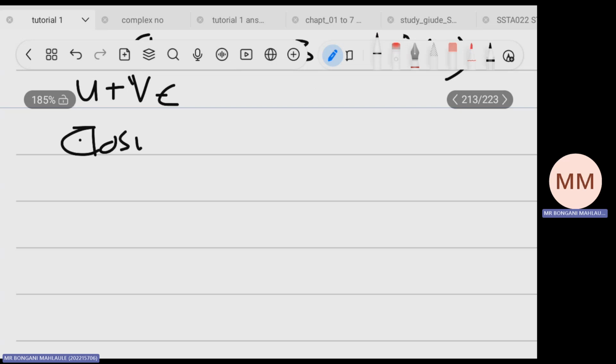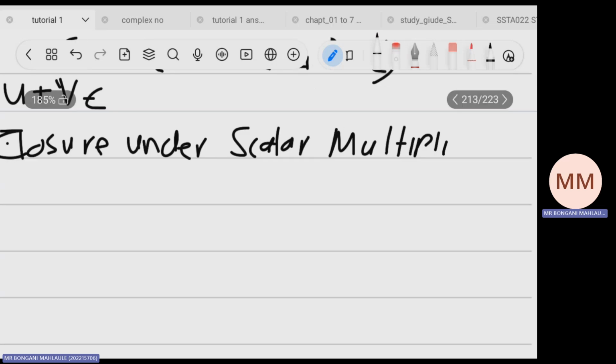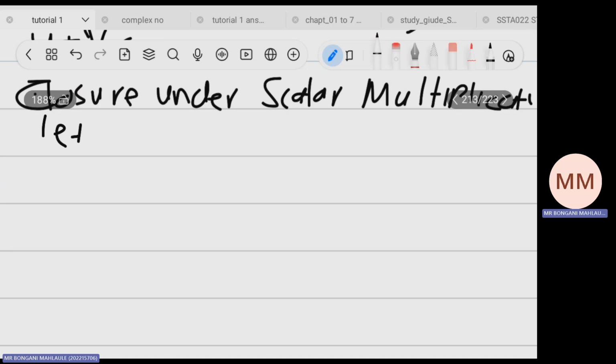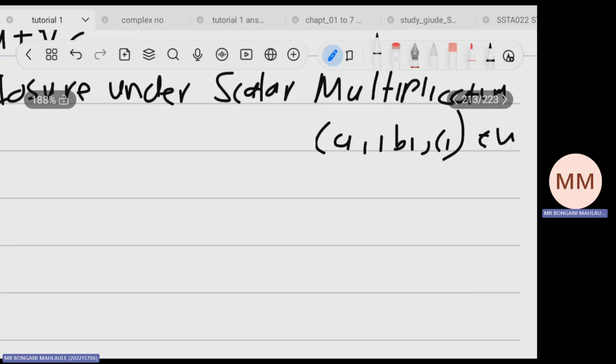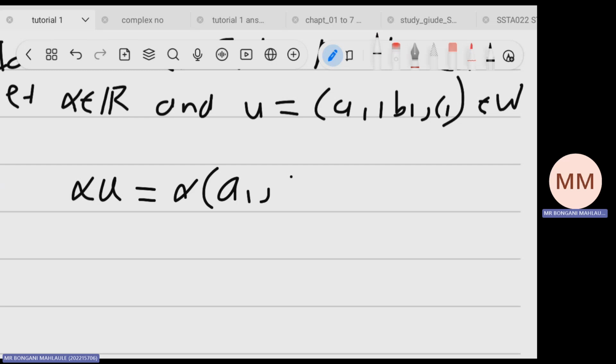Then we can check for closure under scalar multiplication. So we can say let alpha be an element of real numbers, and U, we know that is (A1, B1, C1), is an element of W. So we can say alpha U will equal alpha times vector U. So we can see that you'll just have this.